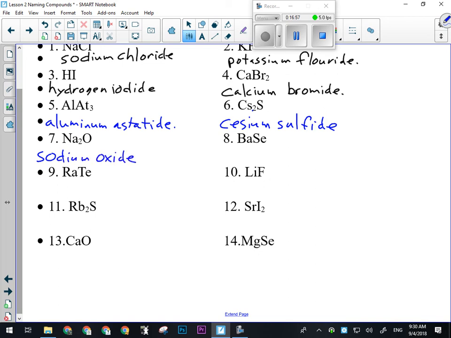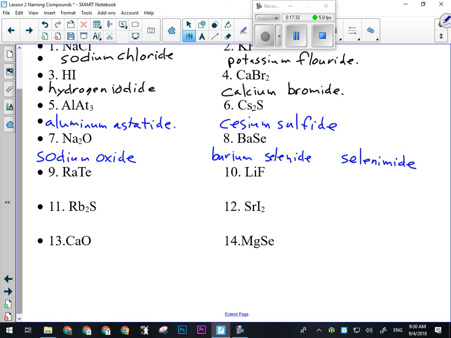All right, and then for number 8, we've got barium with selenium. Selenium's a tricky one to get the "ide" in the right place. There's actually 2 different ways to do it. You can have it as selenide or selenamide. Either one is fine. Most people write it selenide because it's shorter, but selenamide is also acceptable.